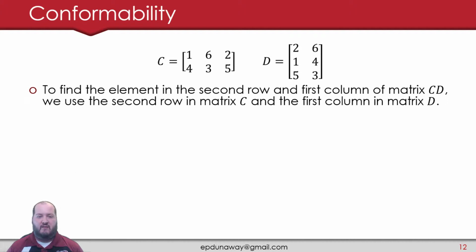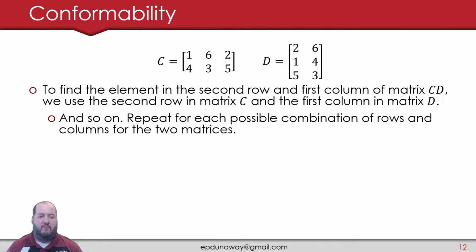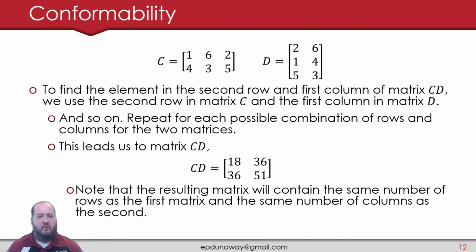So for example, to get the element in the second row in the first column of matrix CD, I use the second row in matrix C and the first column in matrix D. So whenever we're talking about a row, we use the row from matrix C, and whenever I'm talking about a column, I use the column from matrix D, and that will give me the element in the matrix that's multiplied together. So feel free to work through these, but if you work out every possible combination of row and column, you're going to get the following result. We're going to get the matrix CD right here of 18, 36, 36, and 51.